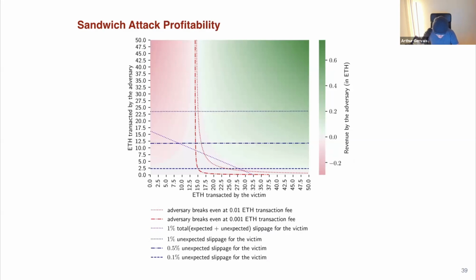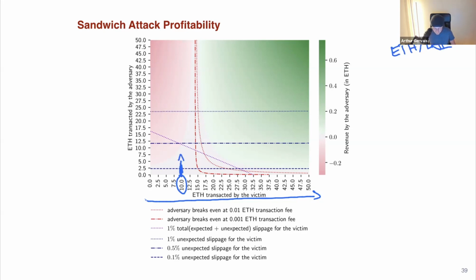So the cool thing about AMMs is that we can basically quantify the attacker's profitability. Here I have a bit of a complicated plot. Don't worry too much about all the lines, I will just break it down for you. The x-axis here is the ether transacted by the victim. So think of it, for example, if you have a victim that performs a 10 ether trade, and this is actually the ETH-DAI market at a given point in the past on Uniswap. If we have a 10 ether victim transaction, then we're on this particular line here.